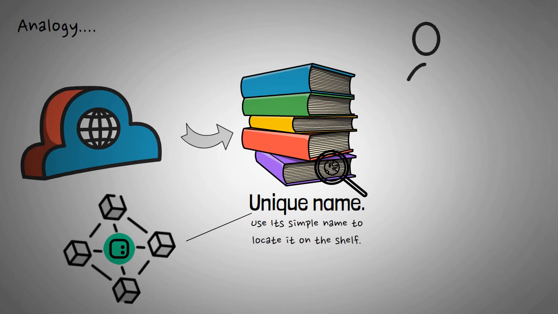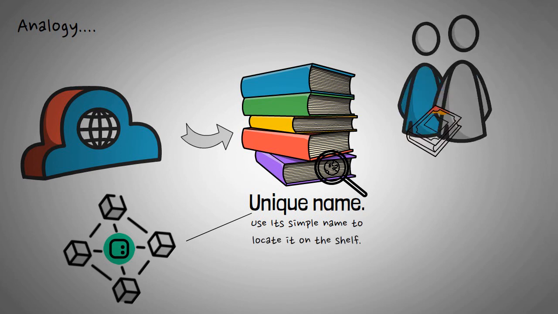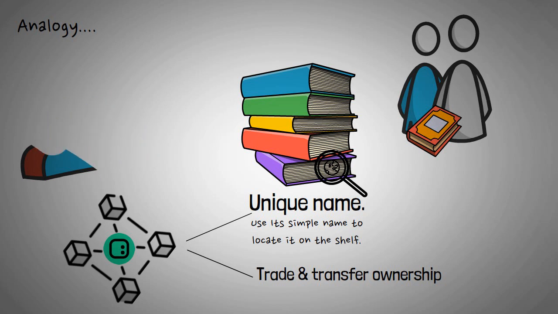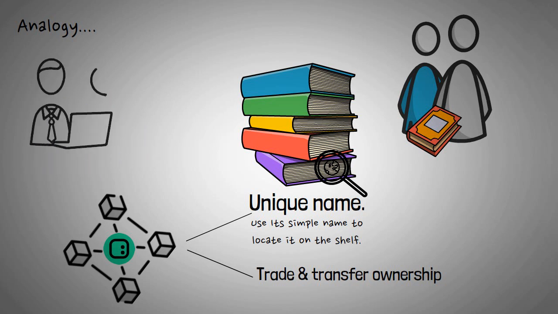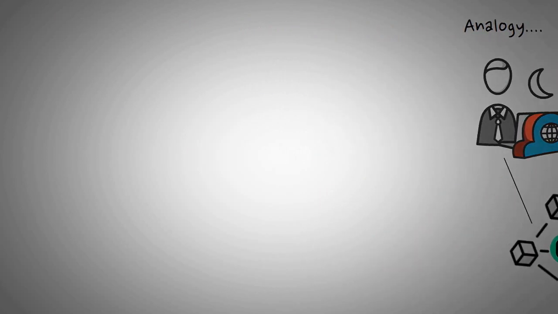And, just like how you can lend and borrow books with your friends at the library, Space ID also lets you trade and transfer ownership of these special internet things with others. If you're a grown-up who knows how to build things on the internet, Space ID gives you a special tool to help you make these special names for others to use too.